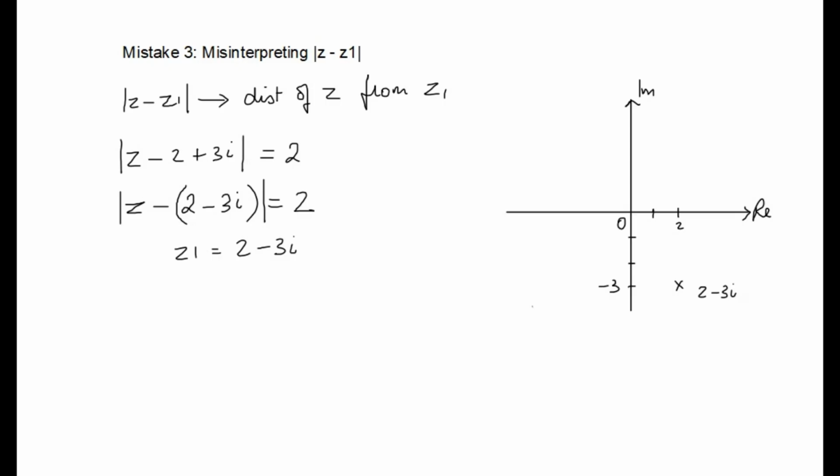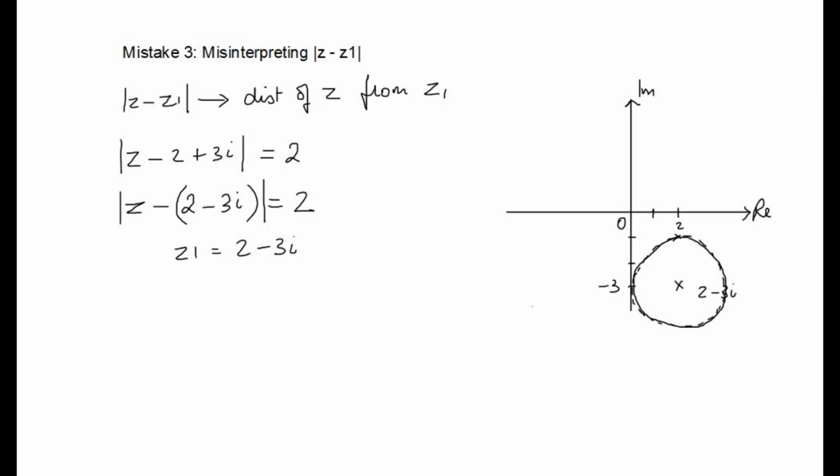So there's a whole bunch of points that are at a distance of 2 from this complex number 2 minus 3i, and they all lie along a circle of radius 2. So we draw a circle of radius 2, and I'm just making it a solid line. That circle is the solution for this equation, modulus of z minus bracket 2 minus 3i is equal to 2.